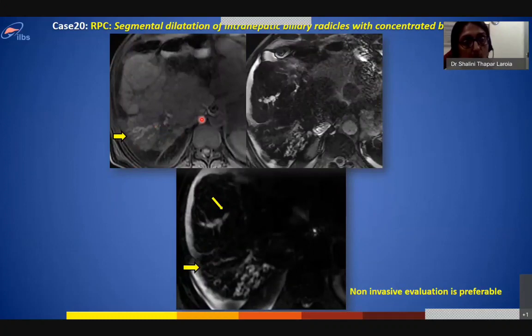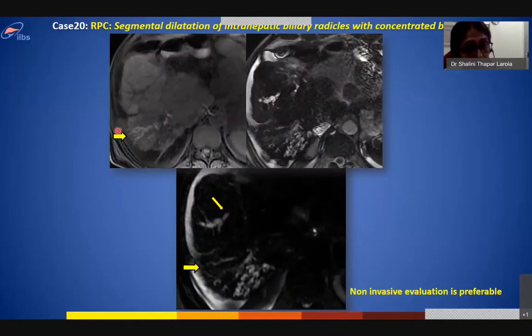So whenever we get T1 hyperintensity, we think of three things. We think of fat, we think of hemorrhage, and we think of debris. So proteinaceous contents, fat, and hemorrhage can be bright on T1, or calcification can be bright on T1. So when we see these linear channels, we know that they can be bile ducts.